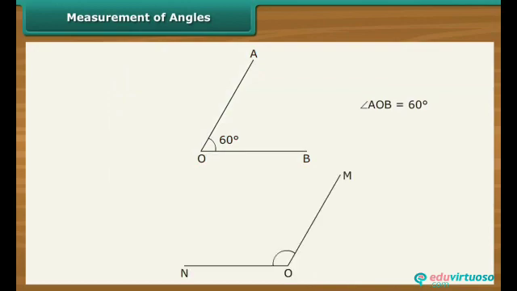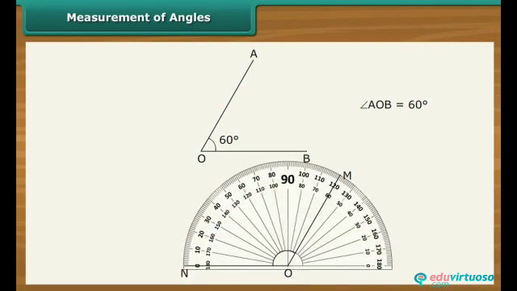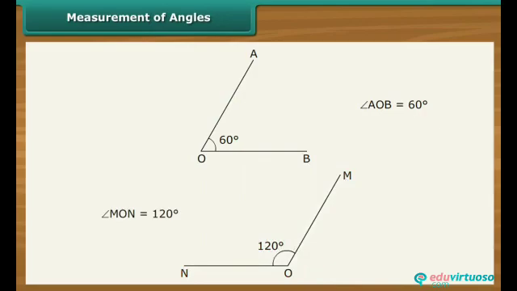Measure angle MON with the help of the protractor. Place the protractor on ray OM. Ensure that the horizontal line at the bottom of the protractor coincides with ON and its midpoint rests on the vertex O. Check the outer marking that coincides with ray OM. It is 120. Therefore, the measure of angle MON is 120 degree.